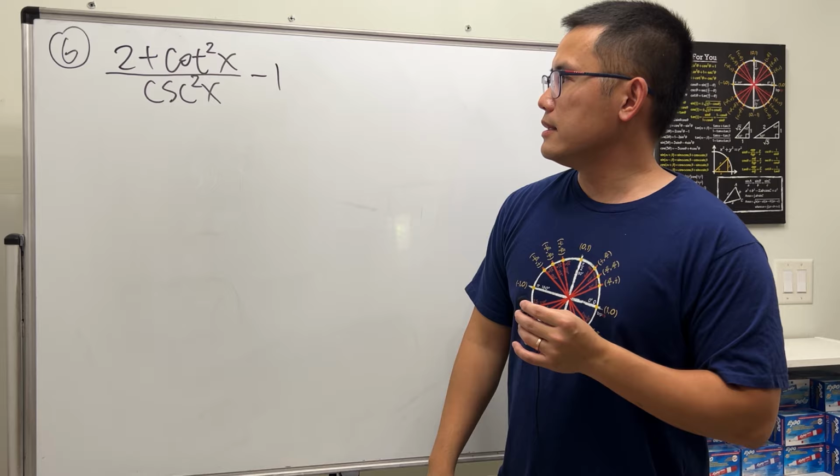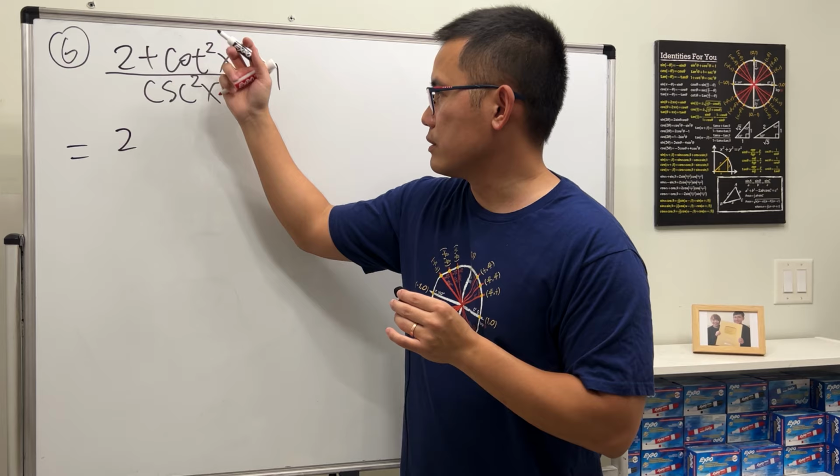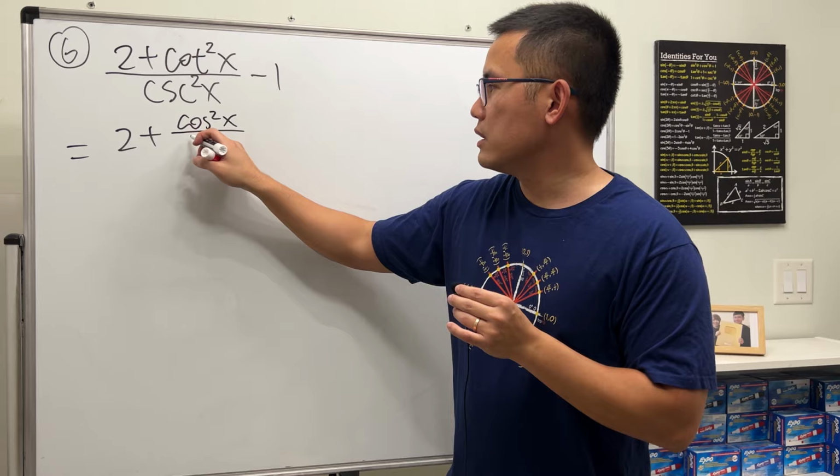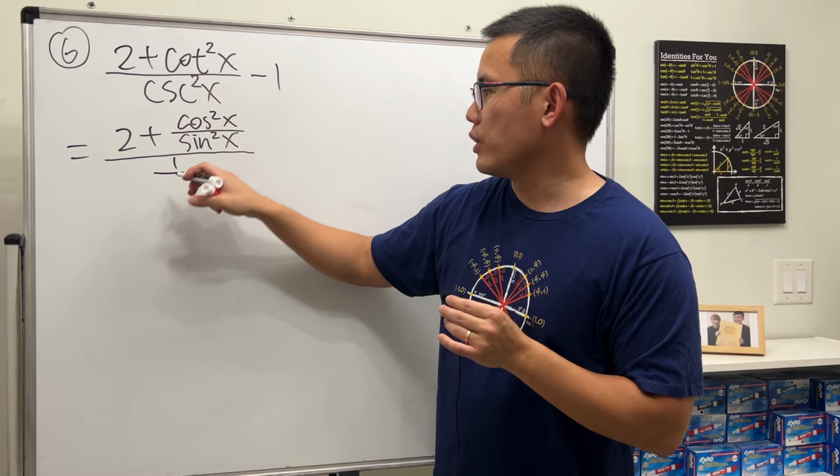Let's do the things that we did before, right? Change everything in terms of sine and cosine. So this right here has a square, so it's just a squared version of the cotangent. So that's cosine squared x over sine squared x. For the bottom, cosecant is 1 over sine. 1 squared is 1, and then sine squared, right? So just like this. And then right here, we still have that minus 1.